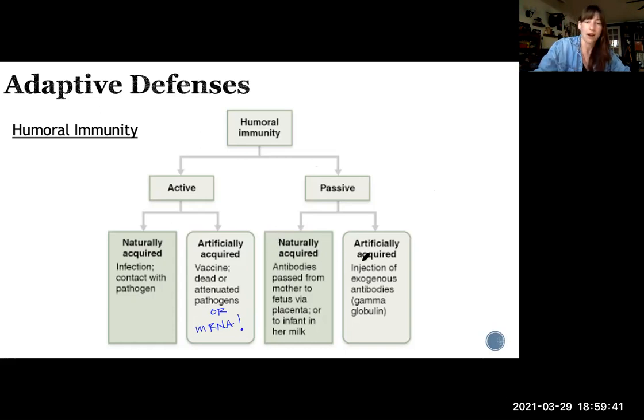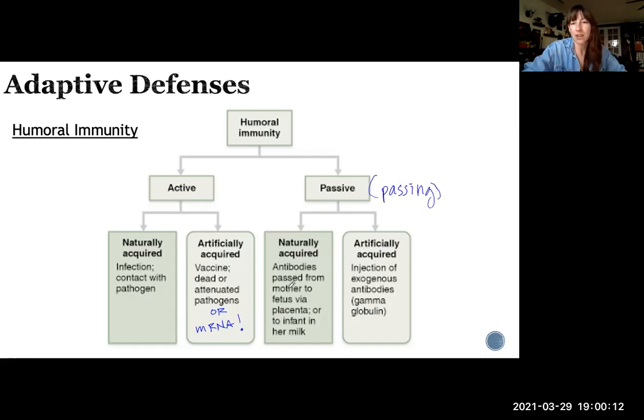Do it. All right. Your passive humoral immunity can also be naturally or artificially acquired. You can have antibodies be passed down from mother to child, either through literally being coded in them during vaginal birth, or they are passed through the breast milk. This is a passive immunity. I kind of like to think of it as passing, because it's not very long lasting.